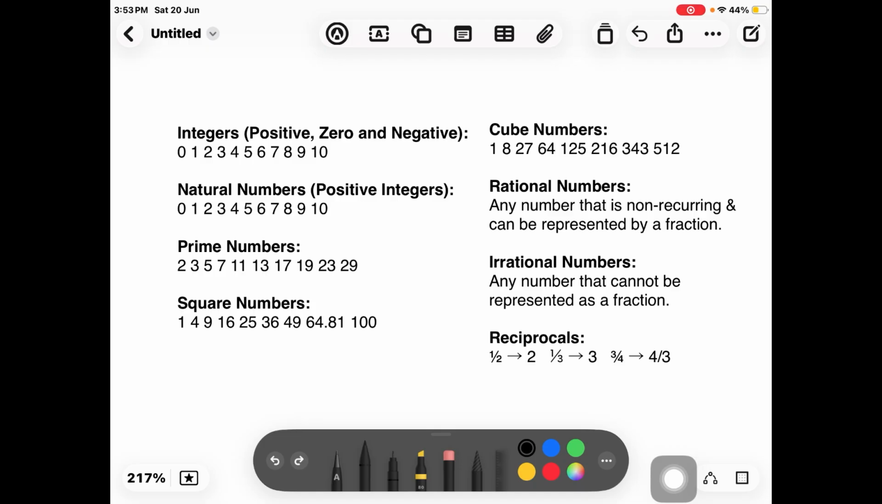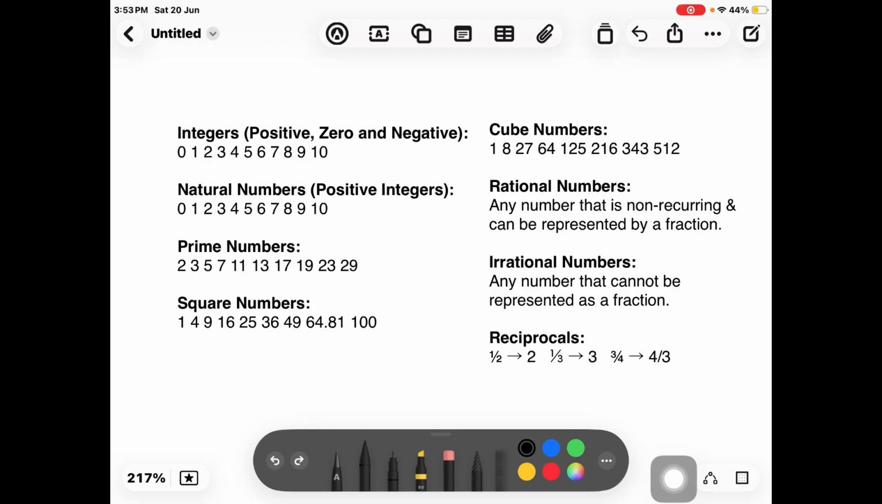And next is cube numbers. These are similar to square numbers, except it's a number multiplied by itself 3 times. So like 1 times 1 times 1, that gives 1. And then for 8, we have 2 and 2 and 2, 27 is 3 and 3 and 3, and so on.